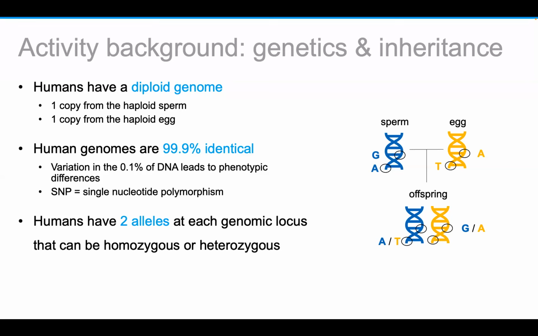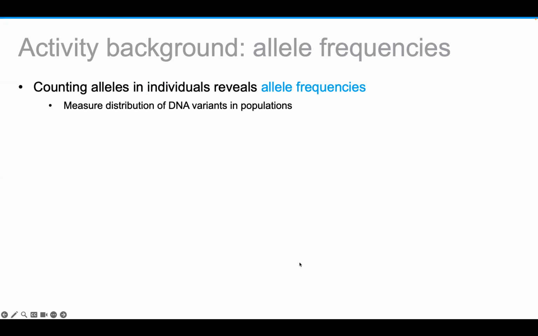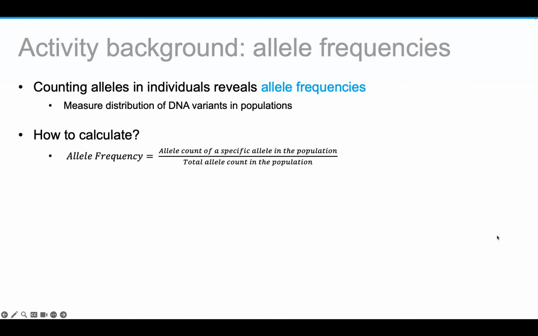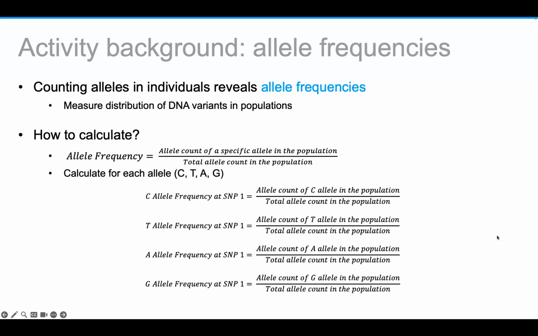We also introduced the students to the concept of allele frequencies in this module. Similar to what was shown previously in this webinar, we know that counting alleles in individuals reveals allele frequencies. And this is a measure of the distribution of all the DNA variations, or all of the alleles, in a population. And it can be calculated very simply once you know the number of each allele observed in your population, as we saw earlier in the webinar. And so we present students with this calculation, and we share that for the allele frequency, every allele must be calculated. So there's a separate calculation for each allele: for the C's, for the T's, the A's, and the G's.